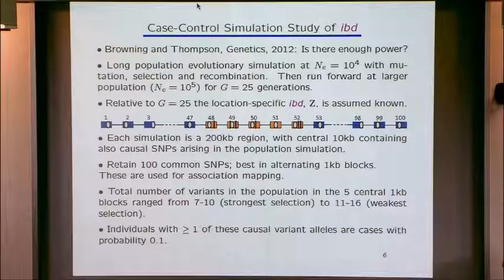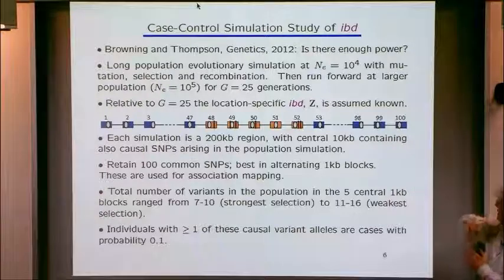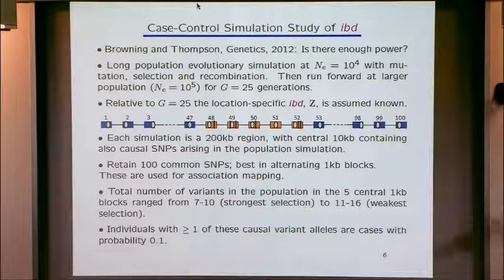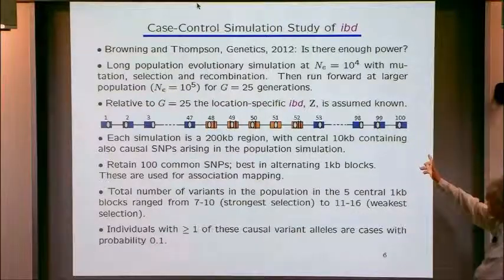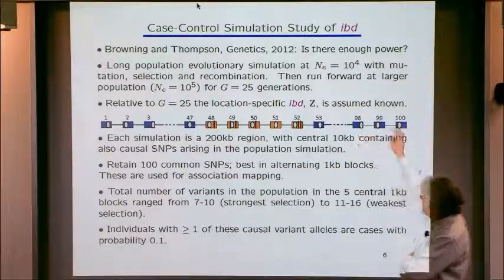What she did was a simulation study, simulating an evolutionary population. She simulated a base population with selection and recombination, and then from that base population ran it down to 25 generations. We did various examples, and we were measuring identity by descent, which we assumed we could observe, relative to that 25-generation base. She was basically simulating a gene region of 200 kilobase pairs, and these are alternating blocks of 1 KB.